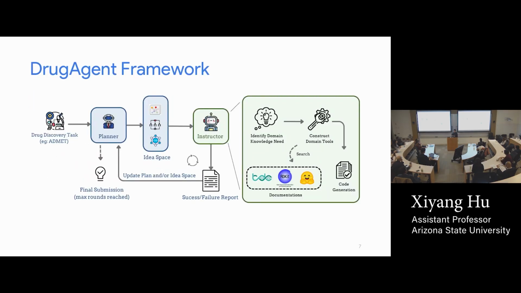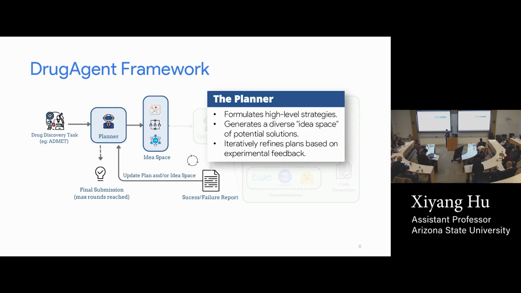So in order to tackle this question, we propose our DrugAgent framework. It's a collaborative multi-agent framework, which contains two distinct roles. The first role is called a planner. A planner is like a high-level strategist. Given a task, it will formulate a high-level idea space, some high-level solution strategies. This strategy is then passed down to the instructor. It will also get back the experiment report generated by the instructor, and then it will update the plan and start the next iteration.